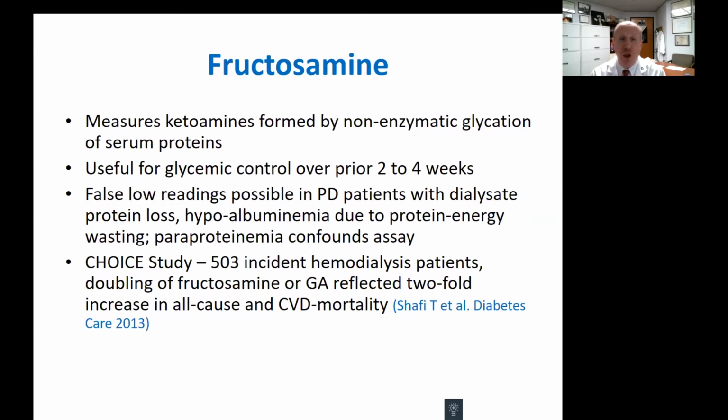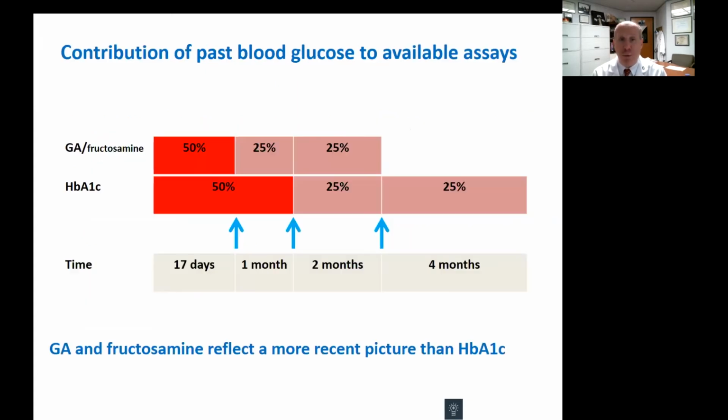There was a study, the CHOICE study, which looked at 503 new hemodialysis patients, and it showed that a doubling of either fructosamine or glycated albumin reflected a 2-fold increase in all-cause mortality and cardiovascular mortality. So there's long been a sense that these other assays of glycemic control beyond A1C in patients with severe nephropathy may be more predictive.